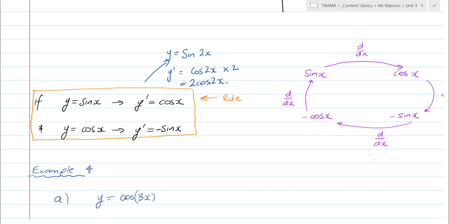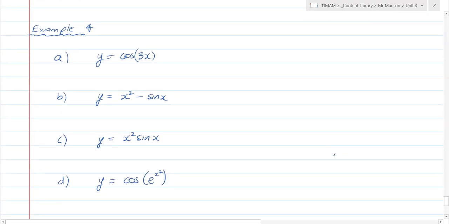Some examples. I've kind of just done one very similar to A, but here are my examples. If y equals cos 3x, then y dash is equal to negative sine times the derivative of the inside function. This is the chain rule shorthand, and that becomes negative 3 sine 3x. Done.